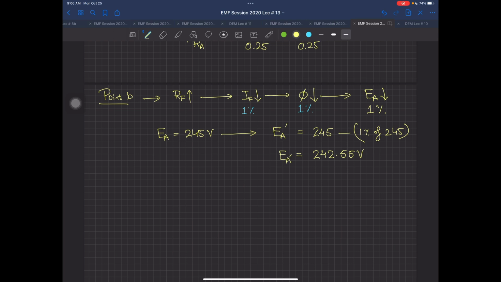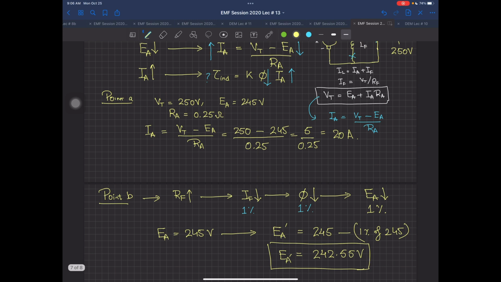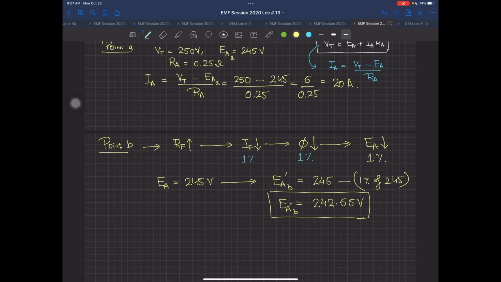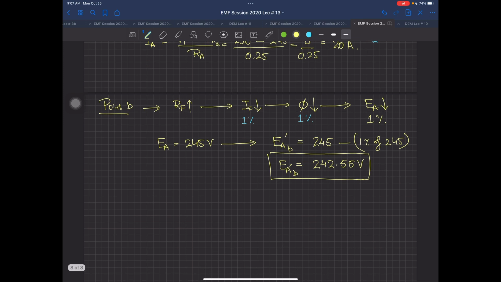So what is now your new EA? For simplicity, you can call the earlier one EAA because it is at point A, and you can call this one EAB, so that this is your point B EA. Now, for this EA, I am again going to calculate IA. That is IA equals VT minus EA divided by RA, and this is B, this is also B. VT is still the same because the applied voltage has not changed. So VT is again plugged in as 250.